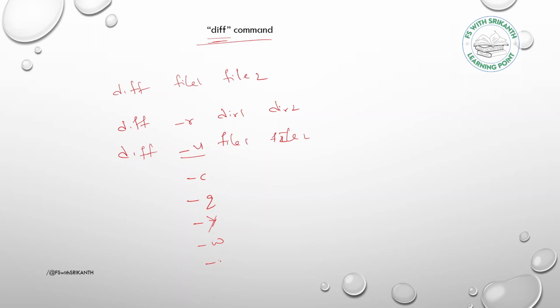And -i ignores the case of the two files and checks the content. -b ignores blank spaces while comparing. So we are going to check. Overall, the diff command can compare two files and show the difference between them, including the added and deleted lines and the common lines. I'll show this with examples.